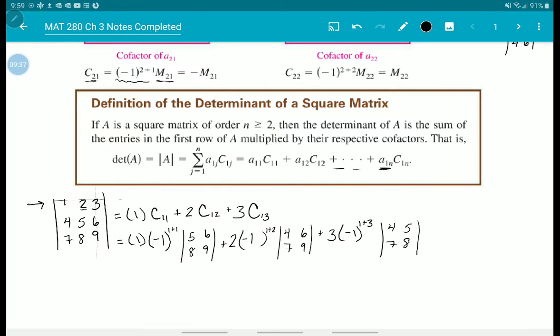So this is where we get to do some fancy math. We're going to have 1 times negative 1 squared, which is a positive 1, so it's just going to be whatever this determinant is. Then we're going to have 2 times negative 1 cubed, which is going to be a negative 2 times this determinant, plus 3 times negative 1 to the 4th. That's going to be a positive 1, so this is going to be a positive 3 times this determinant.